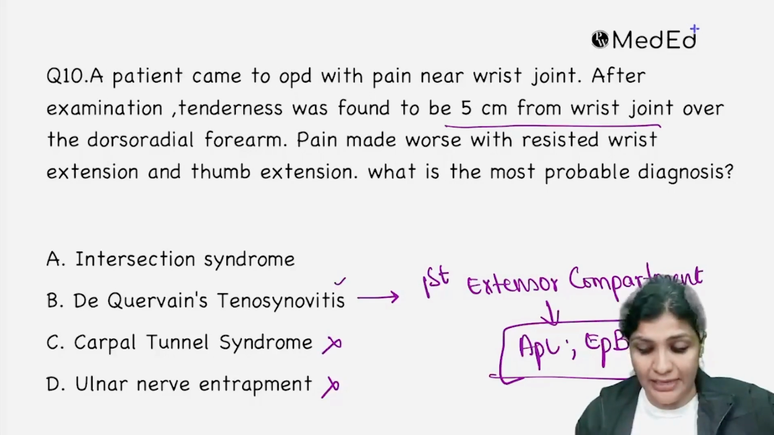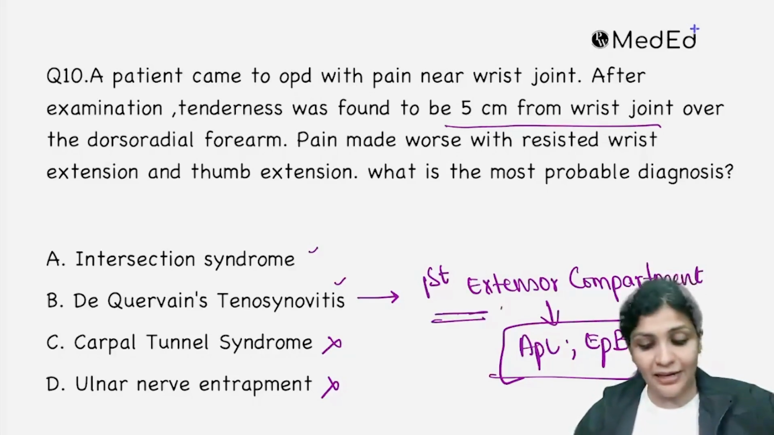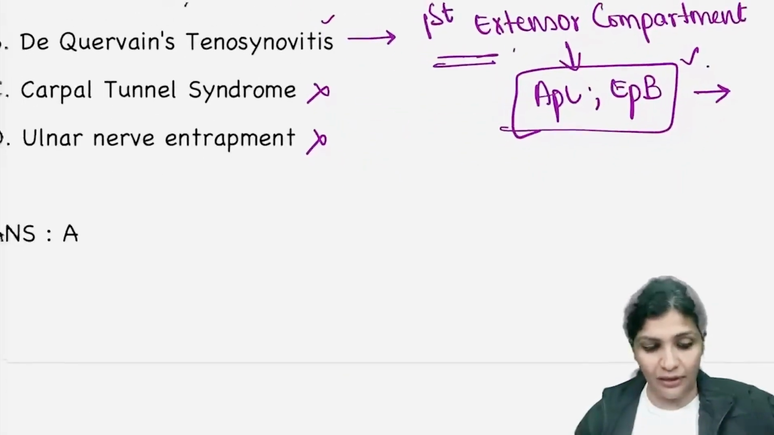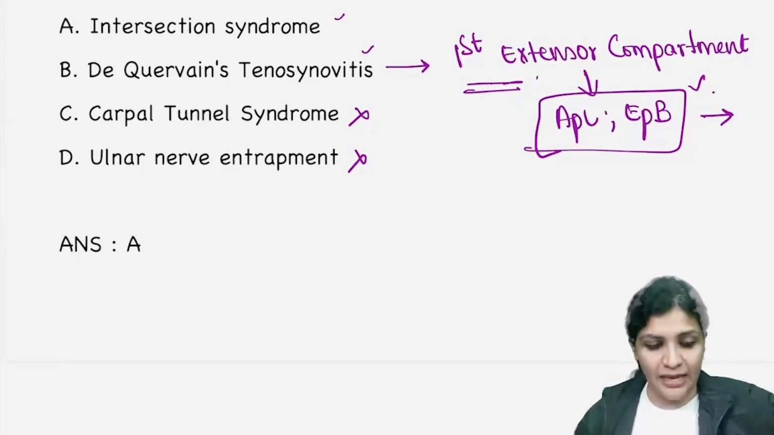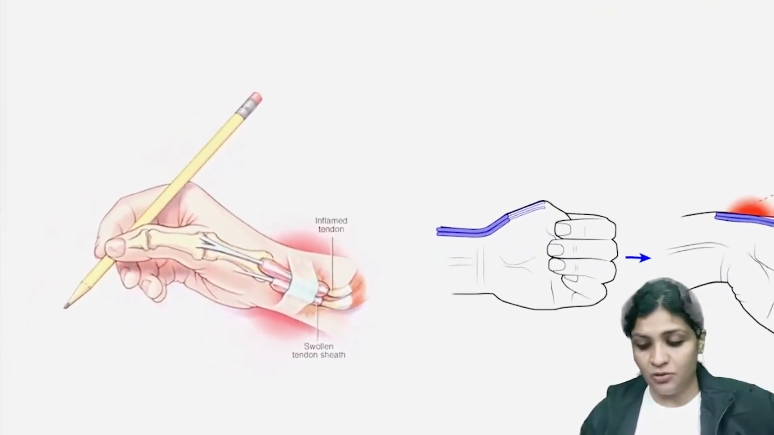It could be extension or intersection or De Quervain's. De Quervain's, I've told you that it is APL, EPB. So the answer is intersection syndrome. So answer is A. Very good. Nischay, yes. A is the answer. It is the intersection syndrome. So not always would the answer be De Quervain's tenosynovitis.